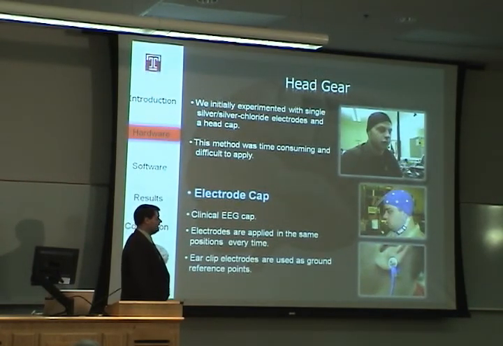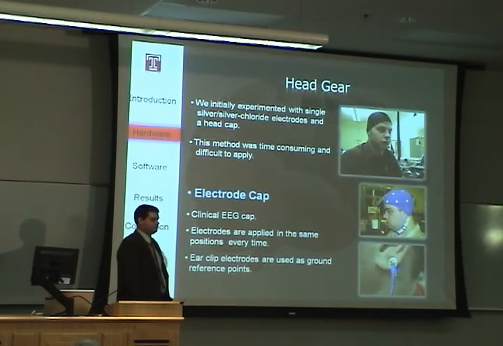Okay, initially we had experimented with individual electrodes using a homemade cap. And this didn't work too well because we could only do 2 electrodes at the most, and it was very time-consuming to apply, relatively inaccurate. The electrodes kept moving around. So the final solution we came up with was an electrode cap.